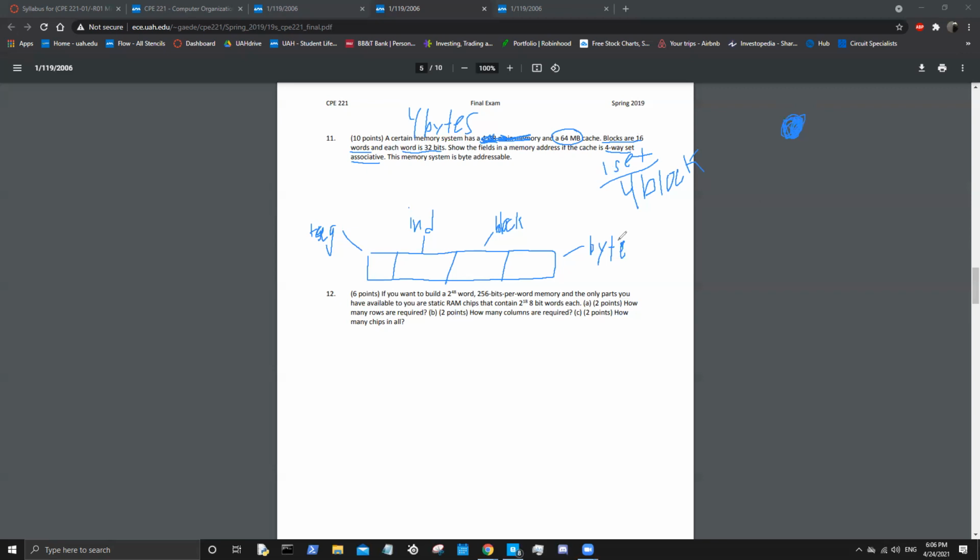We could start with byte or block offset. We'll just start with byte. For byte offset, how many bits do you need to select any given byte within a word? We're given the size of a word. A word is 32 bits, but I also said you could represent it as 4 bytes. This simplifies things, because with 4 bytes, how many bits do you need to represent 4 states?